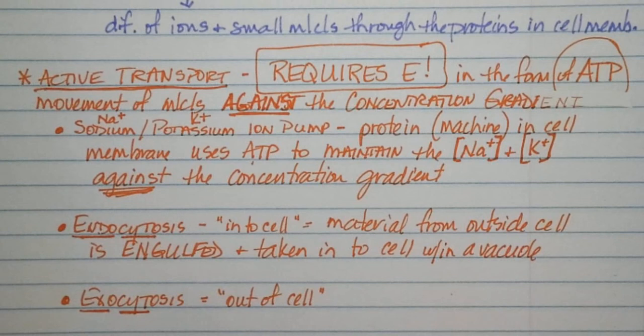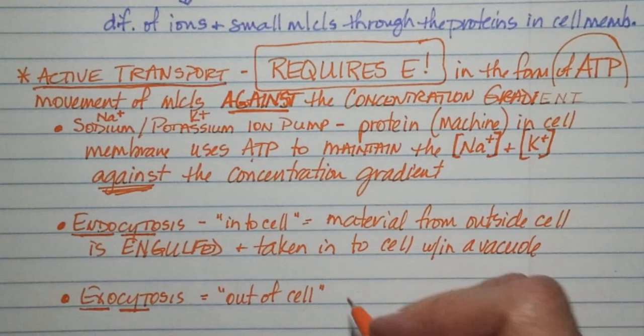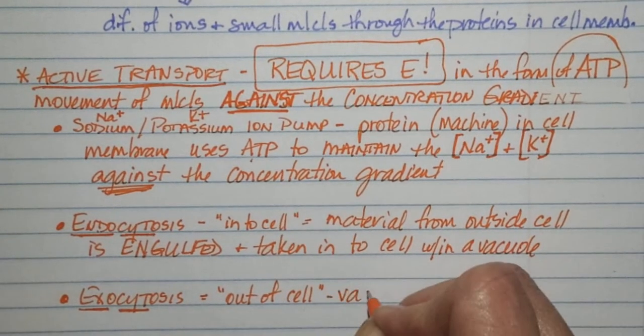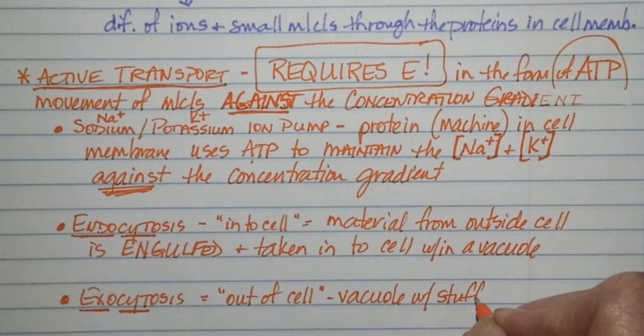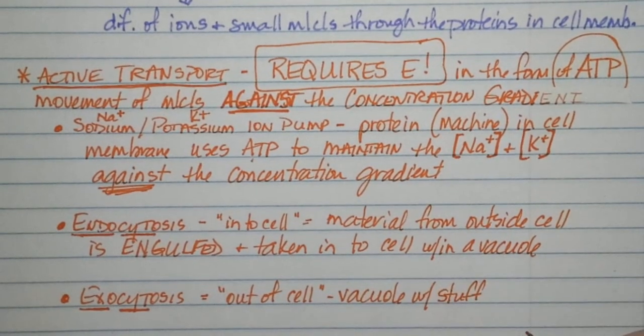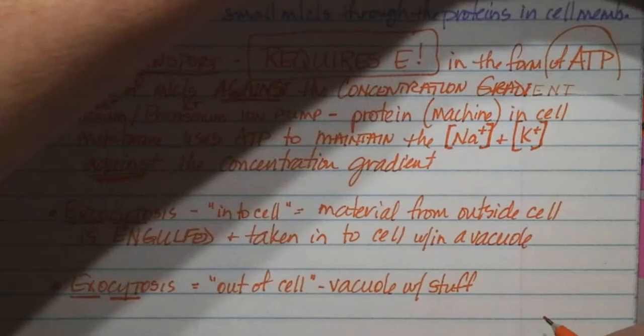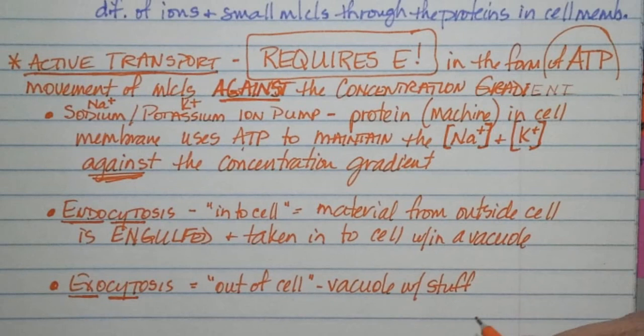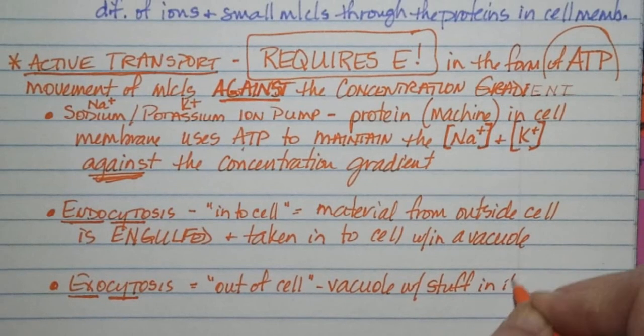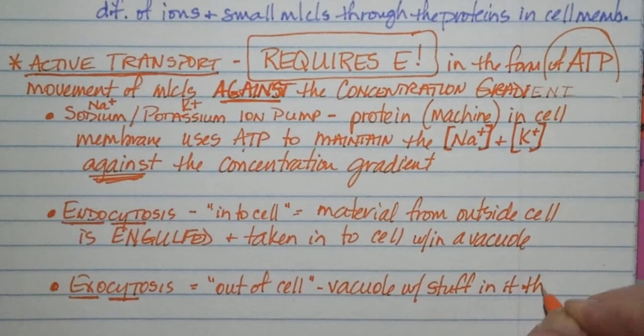Maybe it's waste products. A lot of times, though, it's stuff that your cell's making on purpose. It's not just junky stuff. It's maybe proteins that need to get out. But you have this vacuole with stuff in it that merges with the cell membrane. And puts stuff outside of the cell.